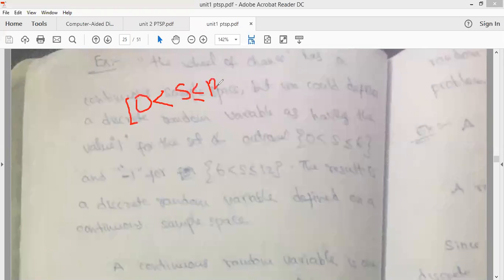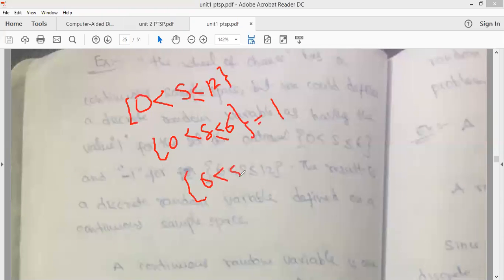Okay, so now we divide these numbers into two parts. The first part has the values 0 < s ≤ 6. This is our first part, and it is assigned the value 1. The second part has the values 6 < s ≤ 12. This is our second part, and it is mapped to the value -1.